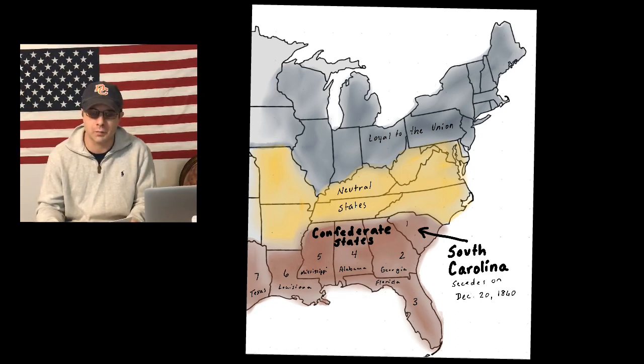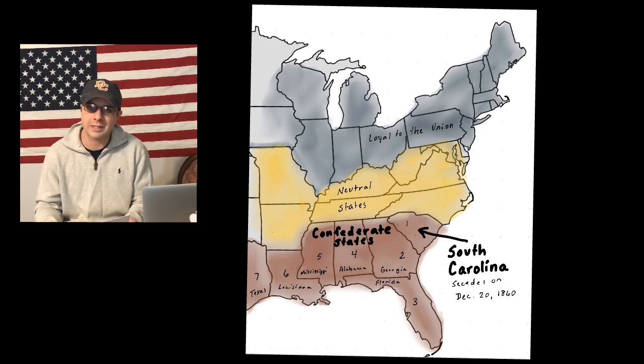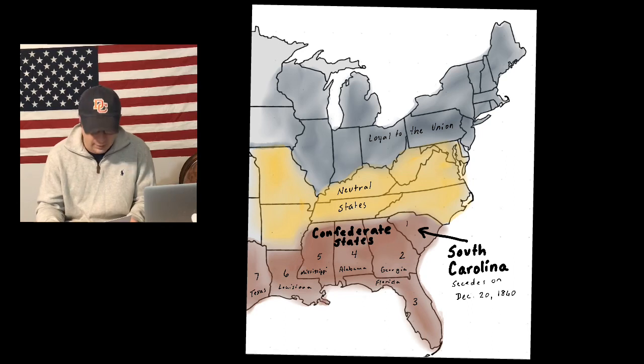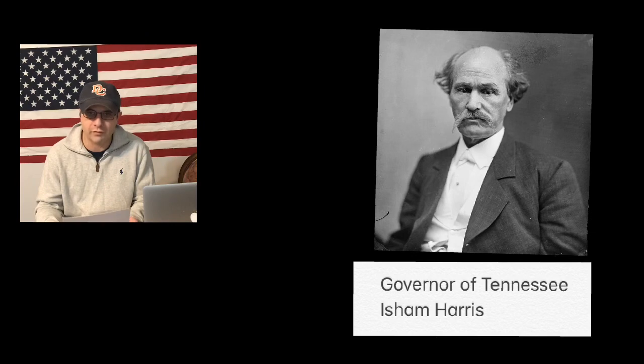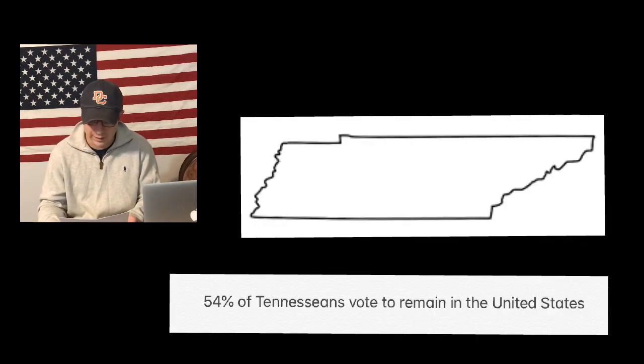Tennessee had a decision to make. Was Tennessee going to join the Confederacy or stay in the Union? In January 1861, the governor of Tennessee called for a statewide vote on secession. The people of Tennessee went to the polls, and 54% of Tennesseans decided to stay in the Union at that time.